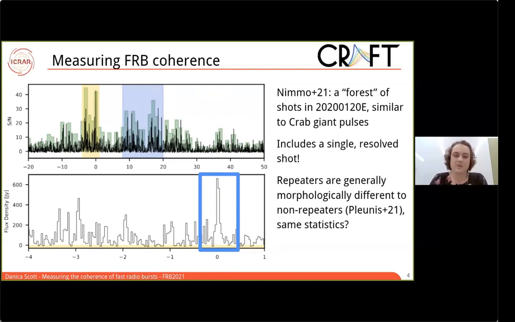But the thing is that repeaters are generally, we've learned recently from the CHIME catalog, morphologically different to non-repeaters, in that they're generally wider and broader and spread out more in time. And also, if you want to study the statistics of non-repeaters, you probably need a more statistical method you can apply to any FRB in general, not just the ones that you happen to see have a forest of shots. So basically that's what we're setting out to do.